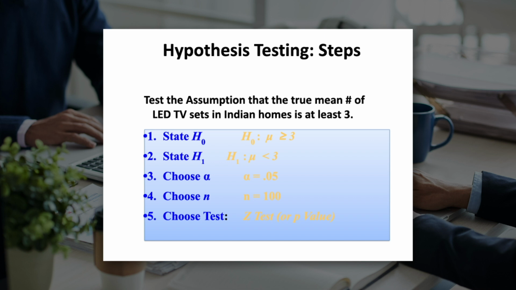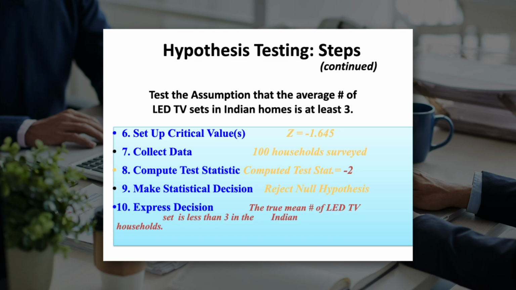So state the null hypothesis, where the null hypothesis is denoted by H0 and mu is greater than or equal to 3. State the alternate hypothesis, where mu is less than 3. Choose alpha equal to 0.05. Choose n equal to 100. Choose the test, that is Z test or p-value, and set up the critical value z equal to minus 1.645.